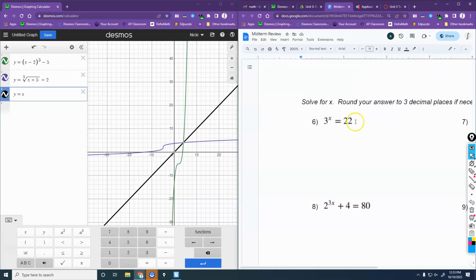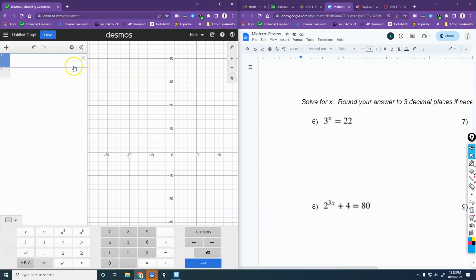The first one we're going to do by hand here in a second. But Peyton, what if maybe you forgot how to do this? How could you do it with Desmos? What would you do? Y equals 3 to the x, and next line, y equals 22. Right there it is, 2.814.